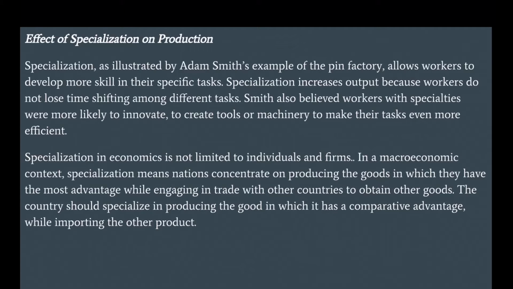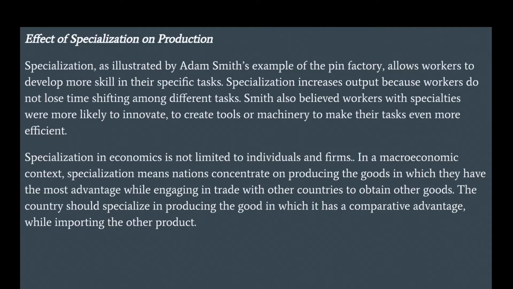Effect of specialization on production. Specialization, as illustrated by Adam Smith's example of the pin factory, allows workers to develop more skill in their specific tasks. Specialization increases output because workers do not lose time shifting among different tasks. Smith also believed workers with specialties were more likely to innovate, to create tools and machinery to make their task even more efficient. Specialization in economics is not limited to individuals and firms.